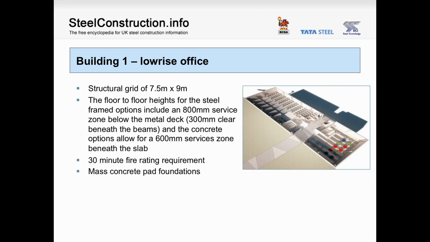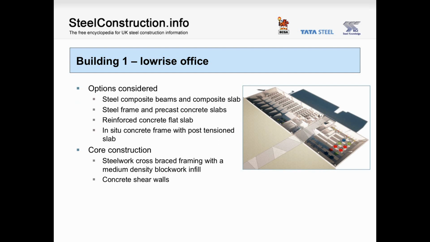From a structural perspective, the grid is 7.5 metres by 9 metres, with columns supported on mass concrete pad foundations. Appropriate standard practice service zones were adopted for the different frame options, and a 30-minute fire rating was provided. The options considered were steel composite beams and composite slab, steel frame and precast concrete slabs, reinforced concrete flat slab, and an in-situ concrete frame with post-tension slab. Core construction was braced frame for the steelwork options and concrete shear walls for the concrete options.